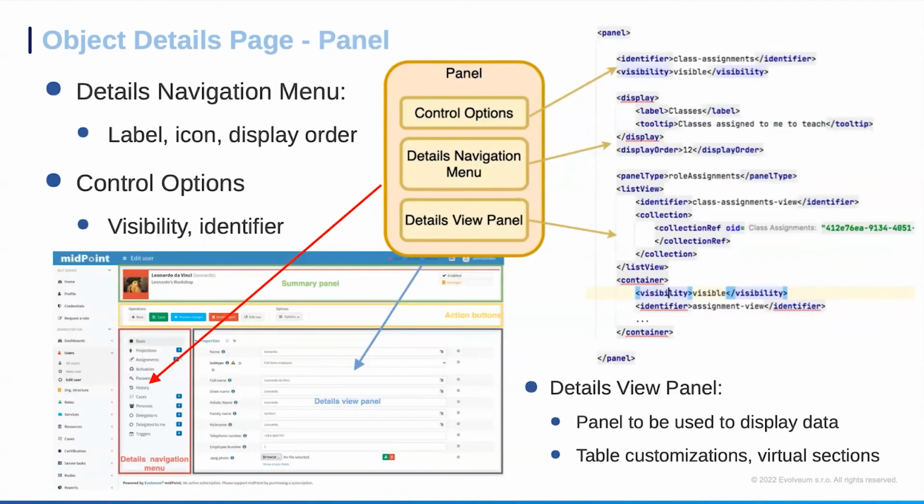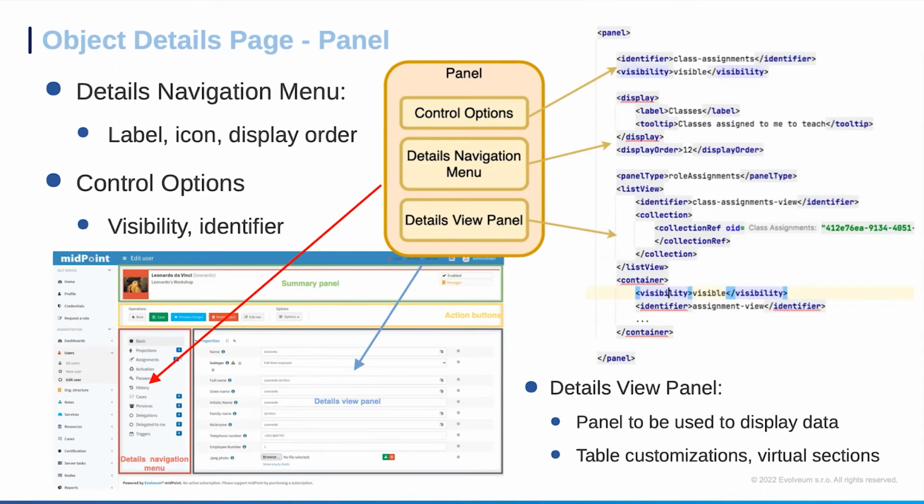And what about the panel configuration? How exactly can a details navigation menu and a details view panel be customized with it? The example of the panel configuration can be seen on the right side in the picture shown. As you can see, there are different options to be configured. Let's start with dividing them into logical parts. In the picture in the middle, you can see that the panel configuration consists of 3 parts. First of them, control options, where we can, for example, define the identifier needed by the merging mechanism or the visibility. Next, there is a details navigation menu where we can define the properties for how the details menu will look. So there is the possibility to define the label, the icon, the tooltip, the display order.